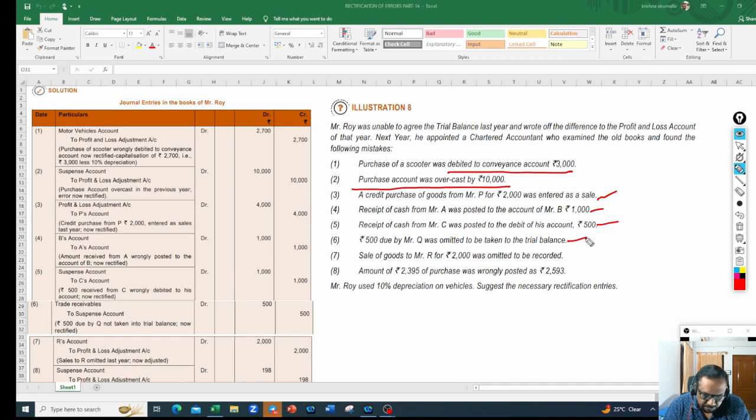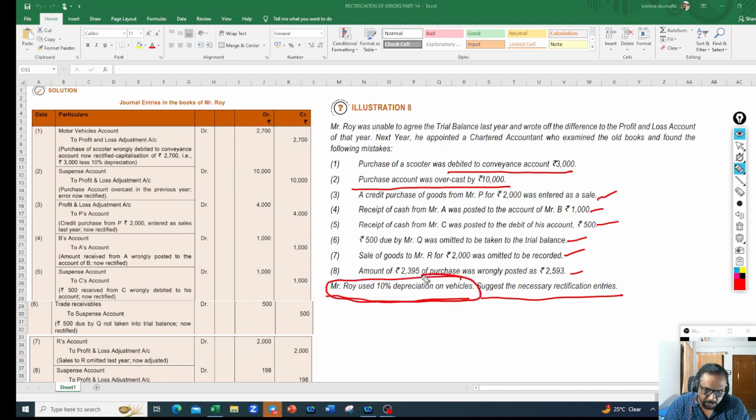Sale of goods to Mr. R for 2,000 rupees was omitted to be recorded. Amount of 2,395 purchase was wrongly posted as 2,593. Mr. Roy used 10% depreciation on vehicles. Suggest the necessary rectification. This is a very, very important point.